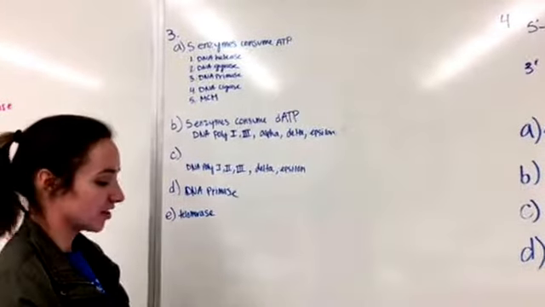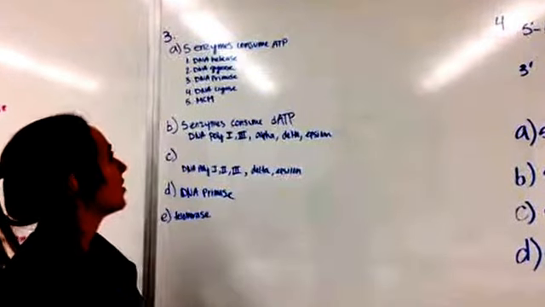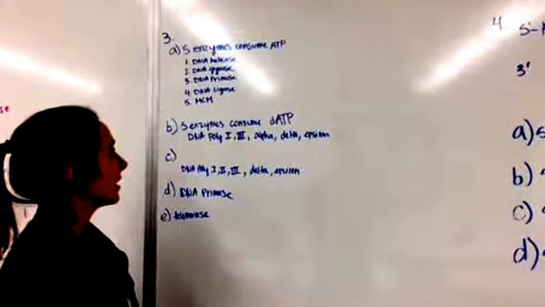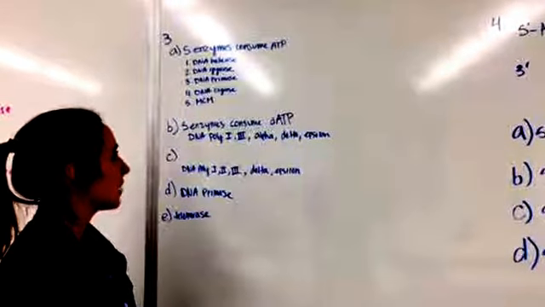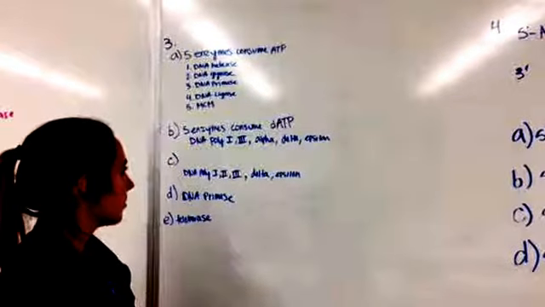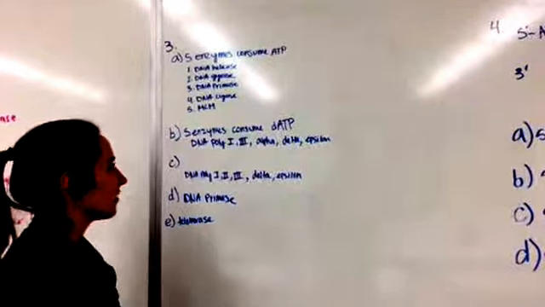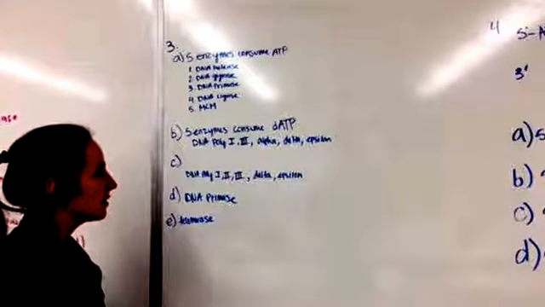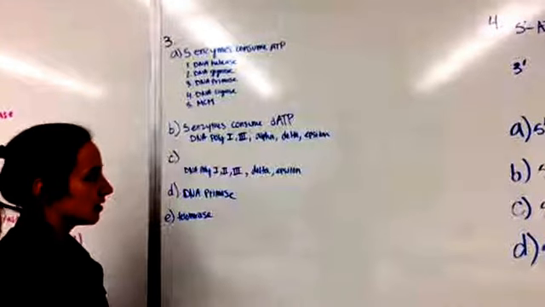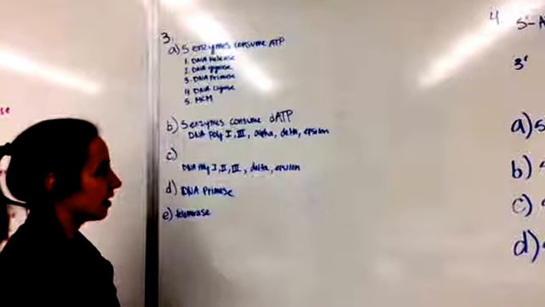Okay, so for question 3, it wants to know about enzymes in DNA replication. So for A, it wants to know how many enzymes consume ATP. So we have DNA helicase, gyrase, primase, ligase, and then the MCM helicase. For B, it wants us to list 5 enzymes that consume dATP. And so we found DNA polymerase 1 and 3, and then DNA polymerase alpha, delta, and epsilon.